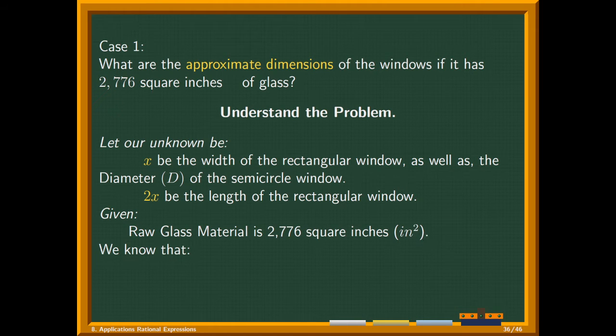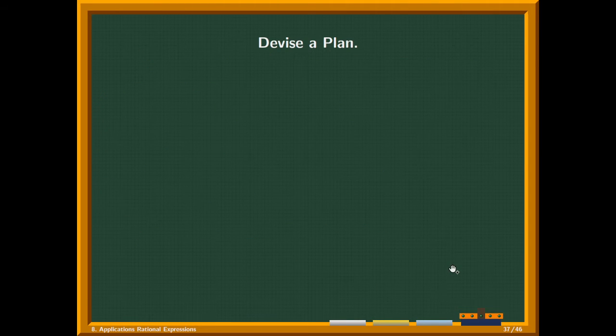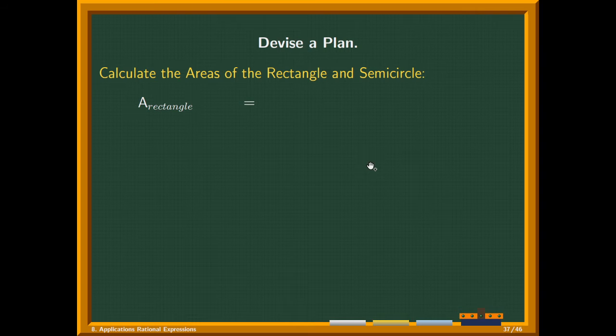Since we're talking about a rectangular portion and a semicircle, we know that the area of a rectangle is length times width, and the area of a circle is pi r squared. When we say semicircle, it's half of the circle, so we will just divide the area of the circle. So next is to devise a plan. Our plan is to calculate the areas of the rectangle and the semicircle. First, length times width equals 2x times x, substituting its value from the unknown. So we have 2x squared as the area of the rectangle.